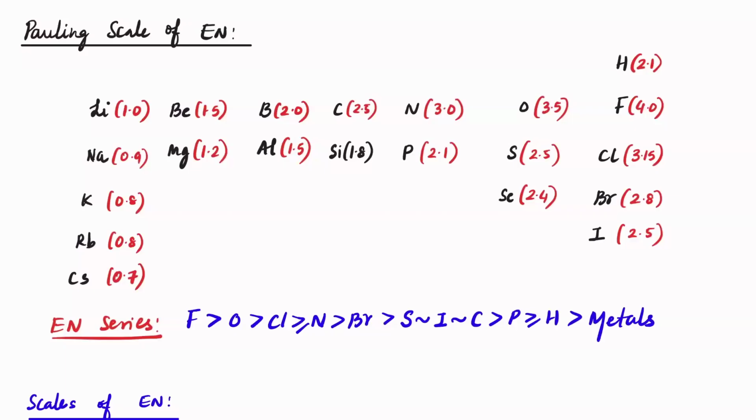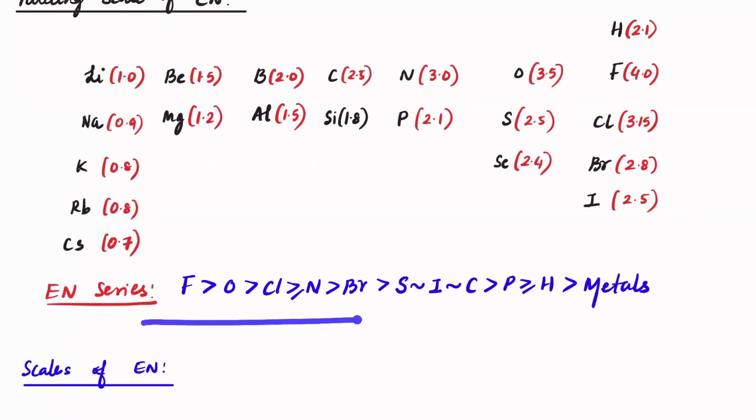Chlorine, on the other hand, is slightly greater than nitrogen. And then you have bromine and iodine together here. If you put all of them together, this is the order that you will identify. So fluorine, oxygen, chlorine, nitrogen, boron, sulfur, iodine, carbon will be almost the same.